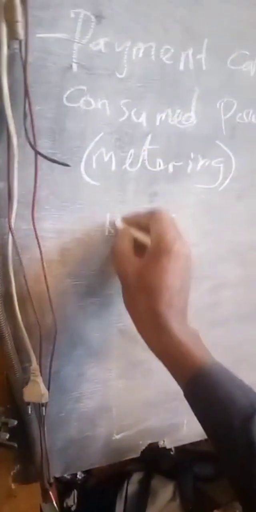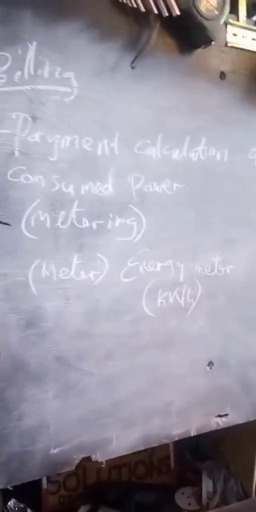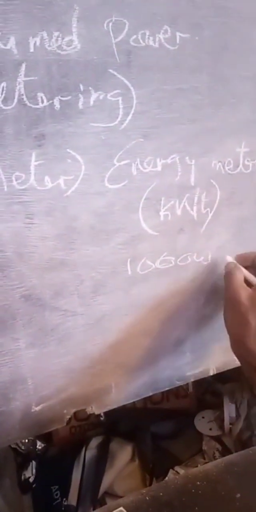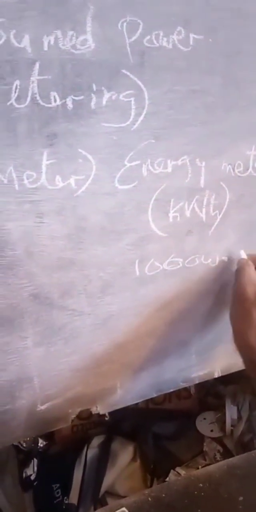Metering, from the word meter, and for this case we use an energy meter, and power is measured in kilowatt hours. So in every metering gadget you will find the unit kilowatt hours. That means 1000 watts in 1 hour. That is 1 kilowatt hour.